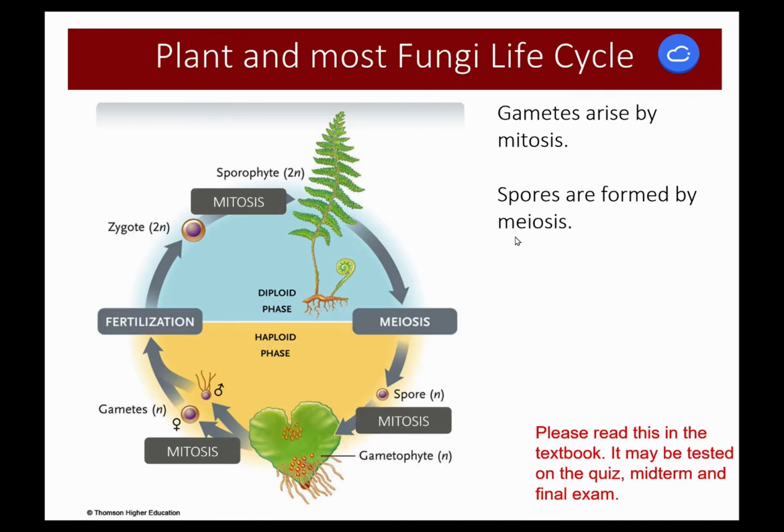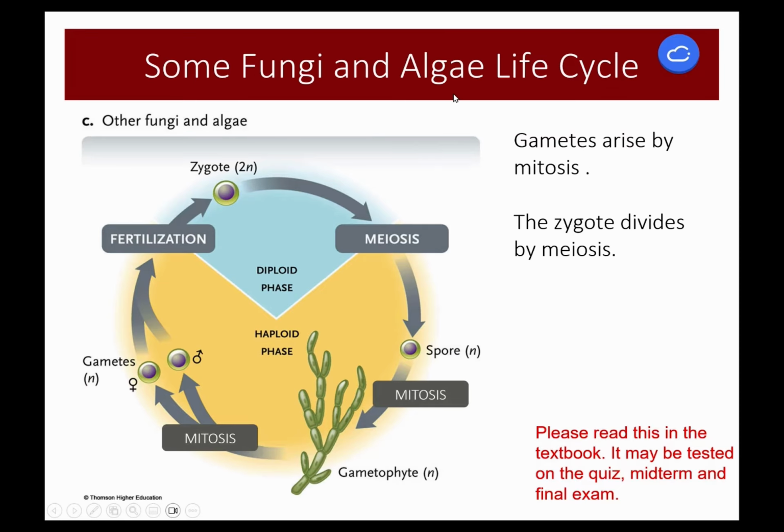So understand this. Last one is fungi and algae. Gametes arise by mitosis. The zygote divides by meiosis. I know this all sounds confusing, but just read the textbook, you will get it. So look at this as well. It has a haploid phase and a diploid phase. The diploid phase is very short. This lives as haploid. You know when you open your fridge sometimes and you take out something that you forgot and has fungus in it? Yeah, this is it. It's sitting there in the haploid phase in your fridge.